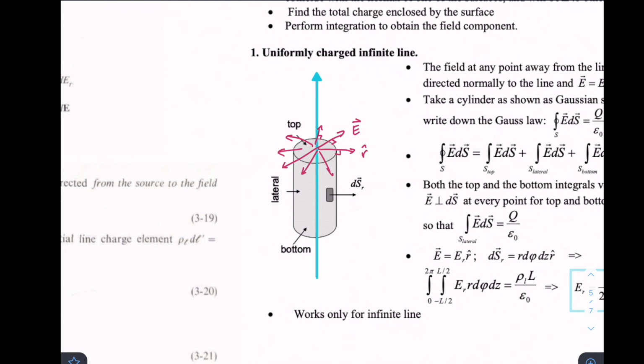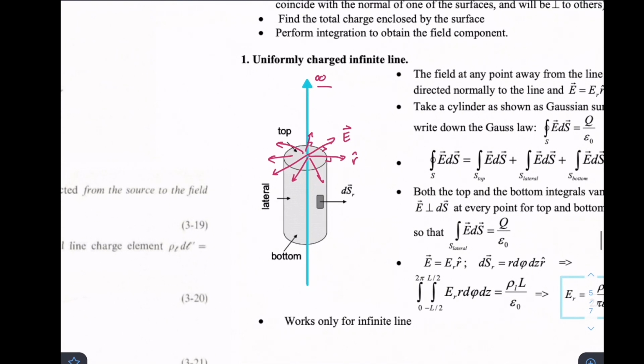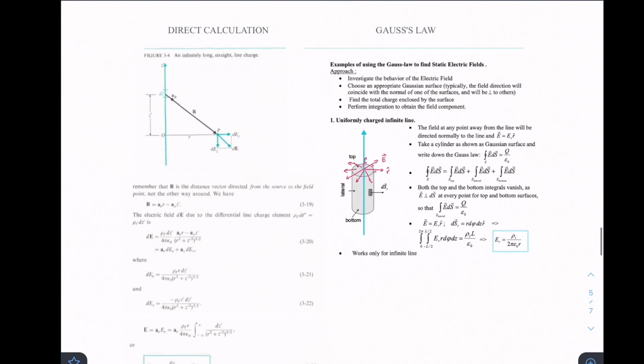And because it's infinite, we don't have any fringing on the sides because we're pretending that this line goes on forever to infinity and negative infinity. That's why we can do this. If it was a finite line and didn't go to infinity or negative infinity, we would have fringing effects on the side and we wouldn't be able to use Gauss's law. So an infinite line is when we can use Gauss's law.